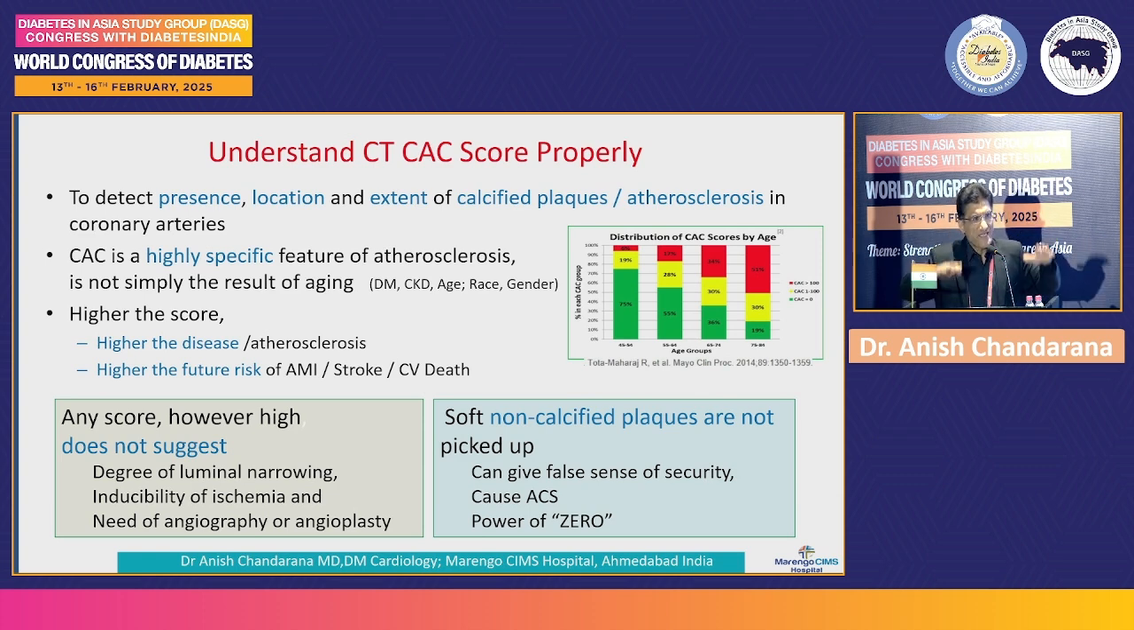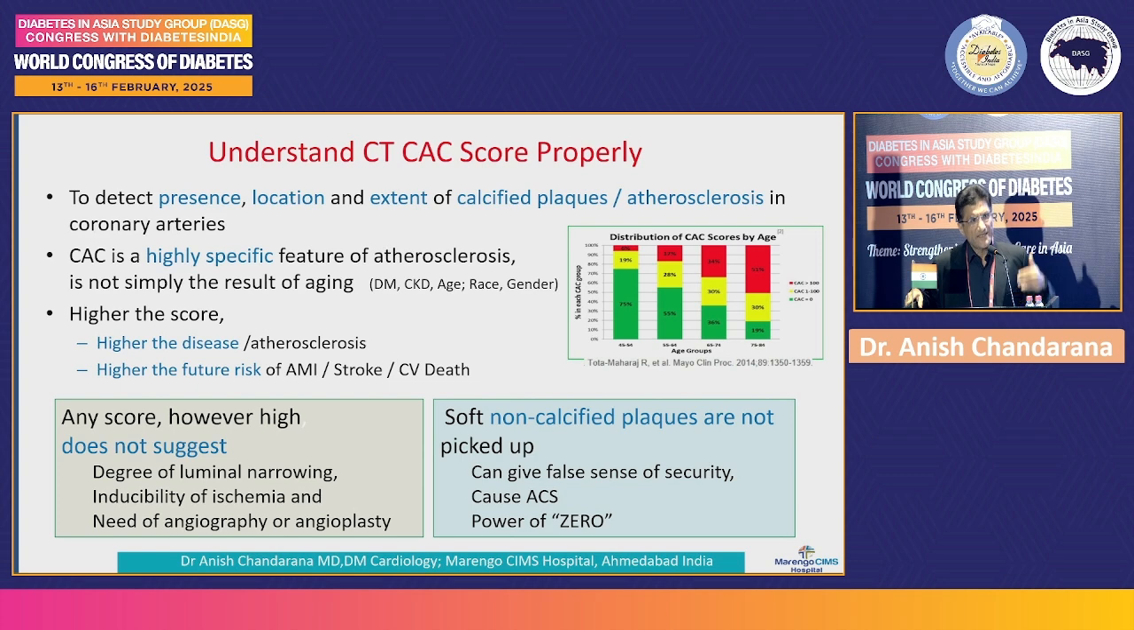So for a patient who is symptomatic, I do not believe calcium score has any relevance, but a patient who is asymptomatic, send them for calcium score. But whatever level of calcium score, you do not take a decision of angiography and angioplasty based on that. For that, you need another algorithm. There is something called the power of 0. When your calcium score is 0, your future risk is very low.